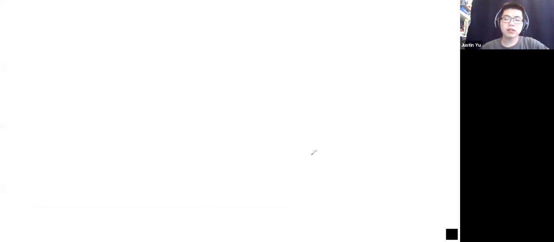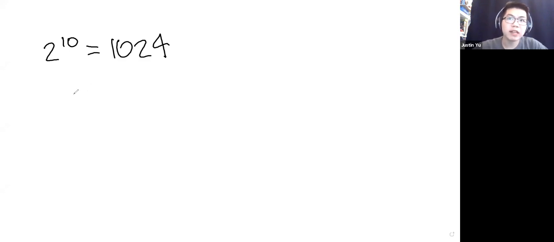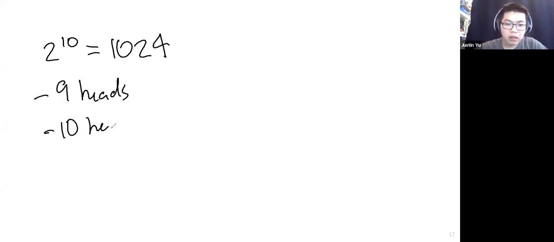All right, so the way that we're going to solve this is first we're going to count the total. How many ways are there to flip 10 coins without any restrictions? Well, that's just 2 to the 10th. Each coin has 2 possibilities, and the coins are independent. Now we're going to subtract out the bad possibilities, because this is what complementary counting is. So minus 9 heads, minus 10 heads.